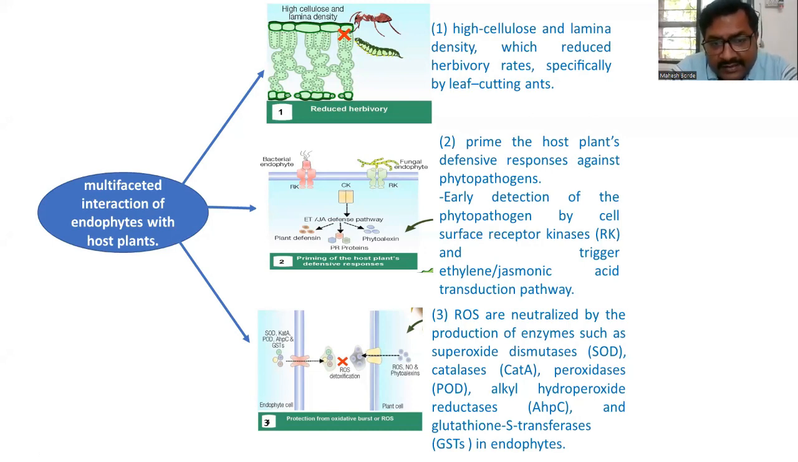The third interaction is that whenever reactive oxygen species are generated within the plant, the endophyte will produce antioxidant enzymes like superoxide dismutase, catalase, peroxidase, hydroperoxide reductase, glutathione reductase, and transferase. These antioxidant enzymes detoxify or neutralize the reactive oxygen species, so they protect the plant cell under oxidative stress.